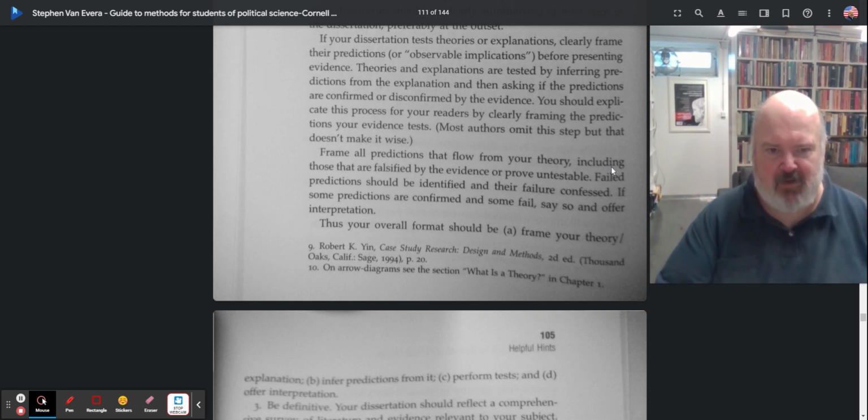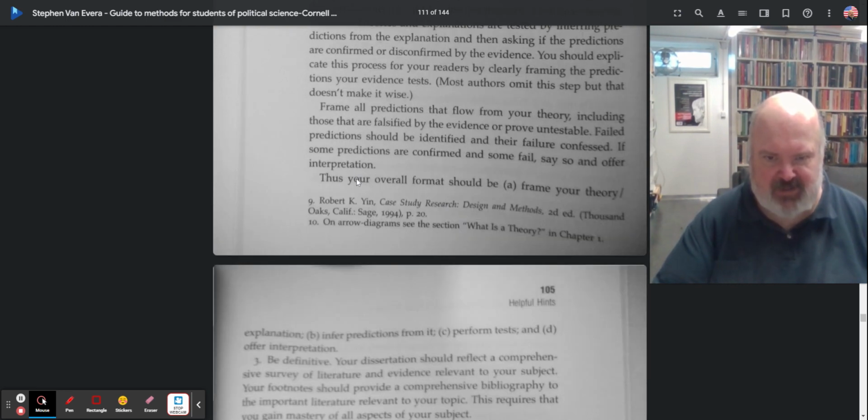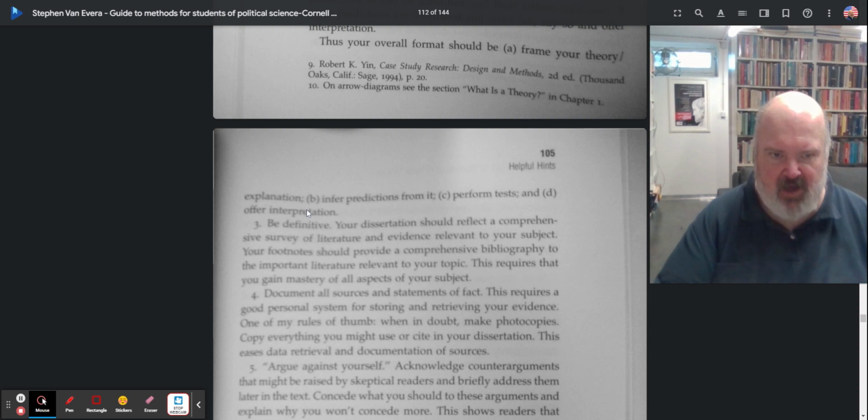Frame all predictions that flow from your theory, including those that are falsified by the evidence or prove untestable. Failed predictions should be identified and their failure confessed. If some predictions are confirmed and others fail, say so and offer interpretations. Thus, your overall format should be: A, frame your theory or explanation; B, infer predictions from it; C, perform tests; and D, offer interpretation.